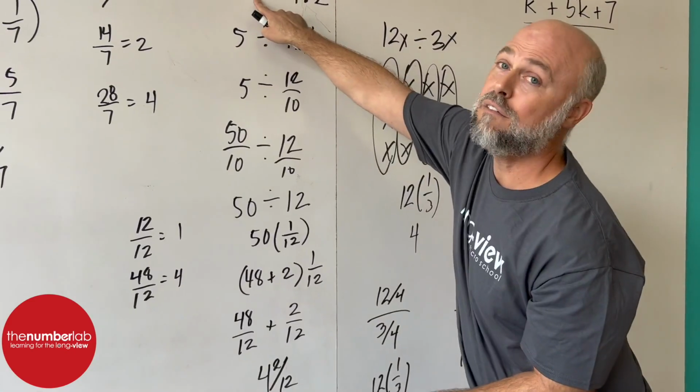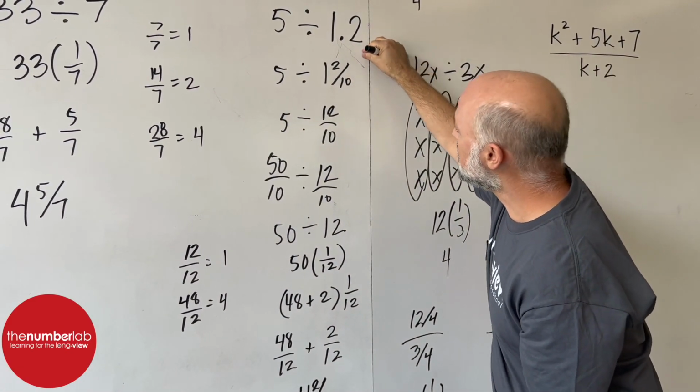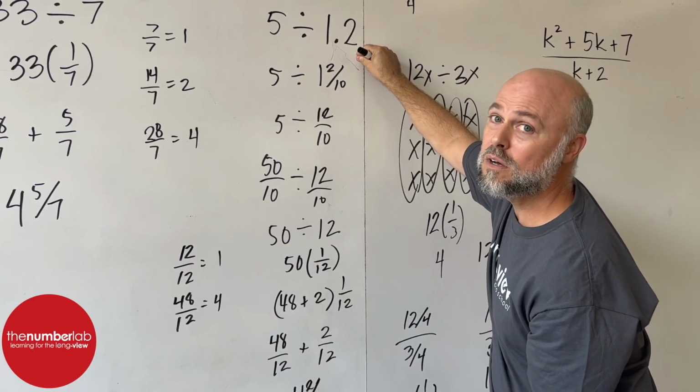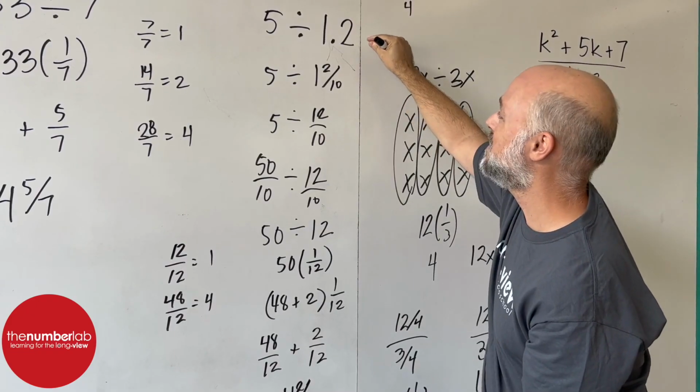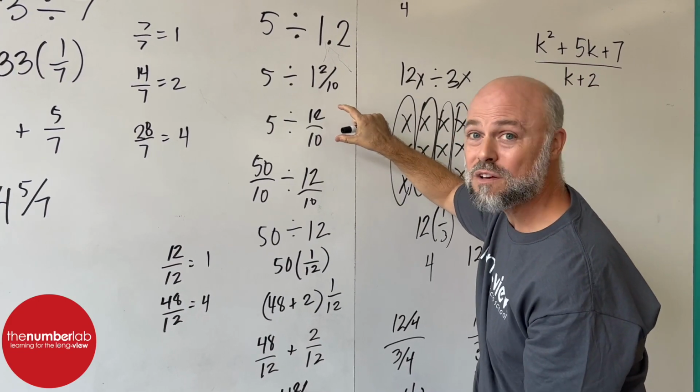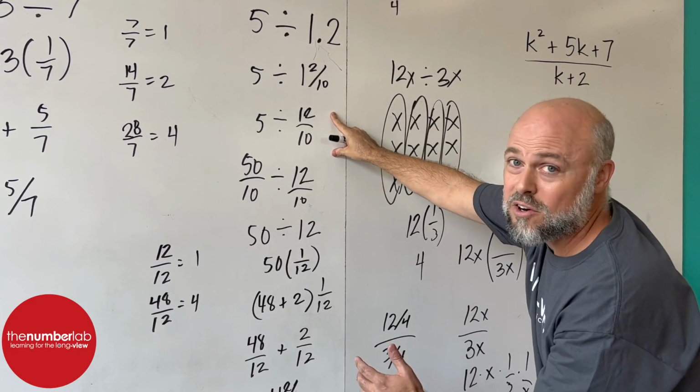That was 5 divided into groups of 1 and 2/10. Remember, numbers expressed in standard decimal form can also be rational numbers, which means they can be expressed as a ratio, which is a fraction. Can be expressed as a fraction. The two aren't different necessarily.